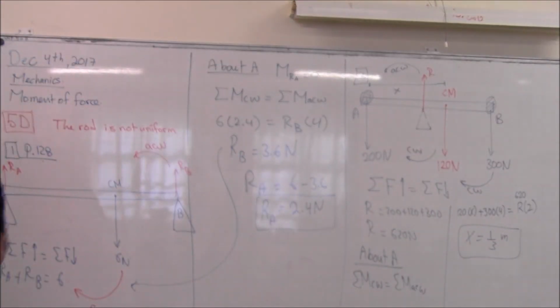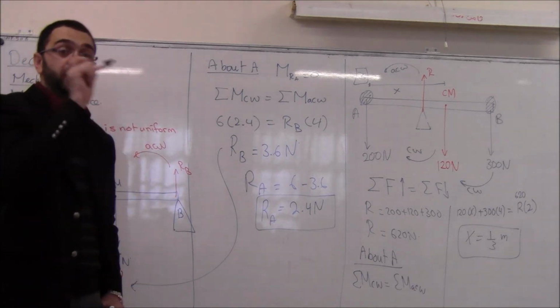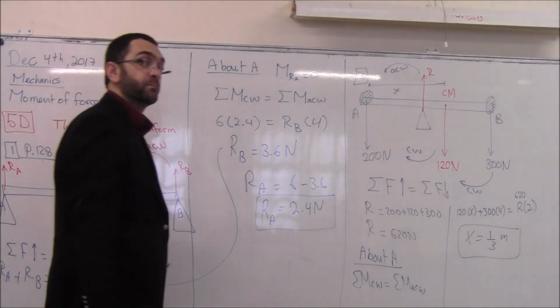I can put the position anywhere, or I will take the moments about one of the ends. When it says pivoted, it means support, always. Pivoted means supported at a certain point. Okay guys?